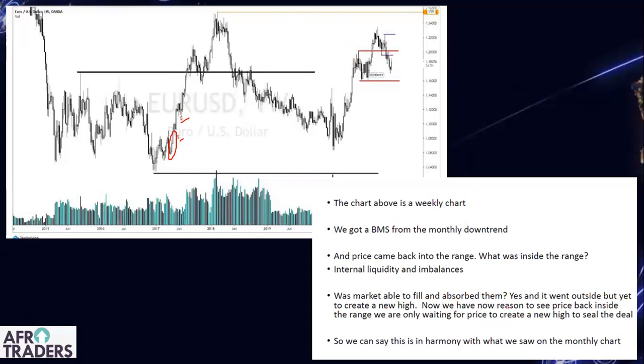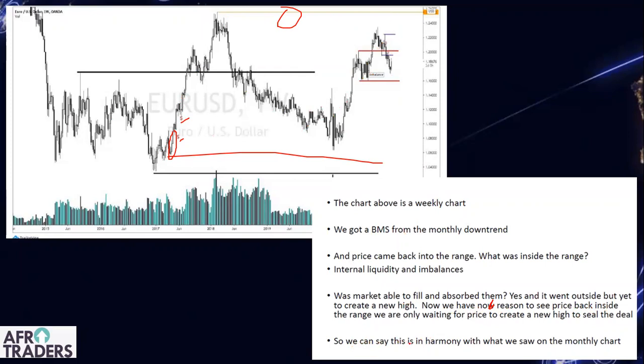Now, do we have any reason to see price pull back inside the trading range? We have no reason. There is nothing to come and fill. So we have no reason to expect price to come here. All we know is that price has traded outside and we are targeting this particular high.